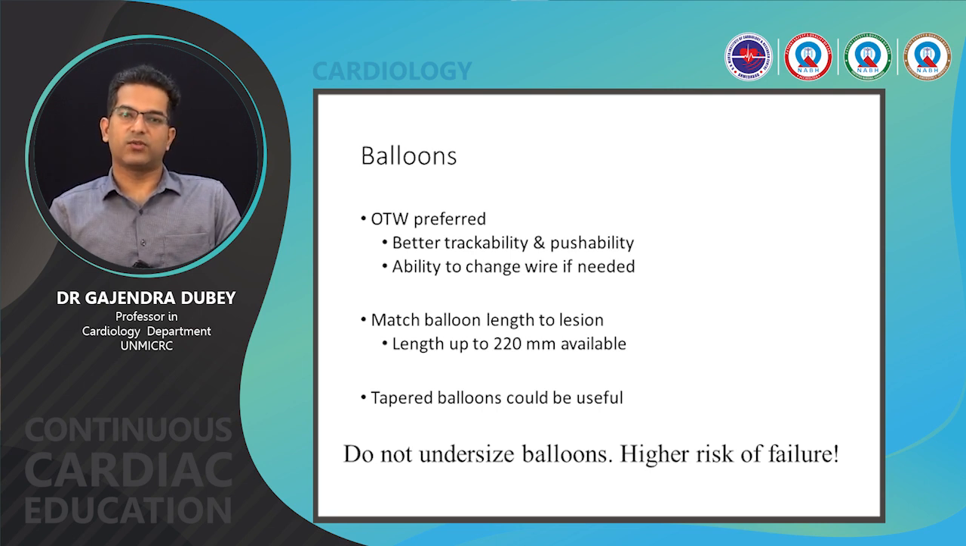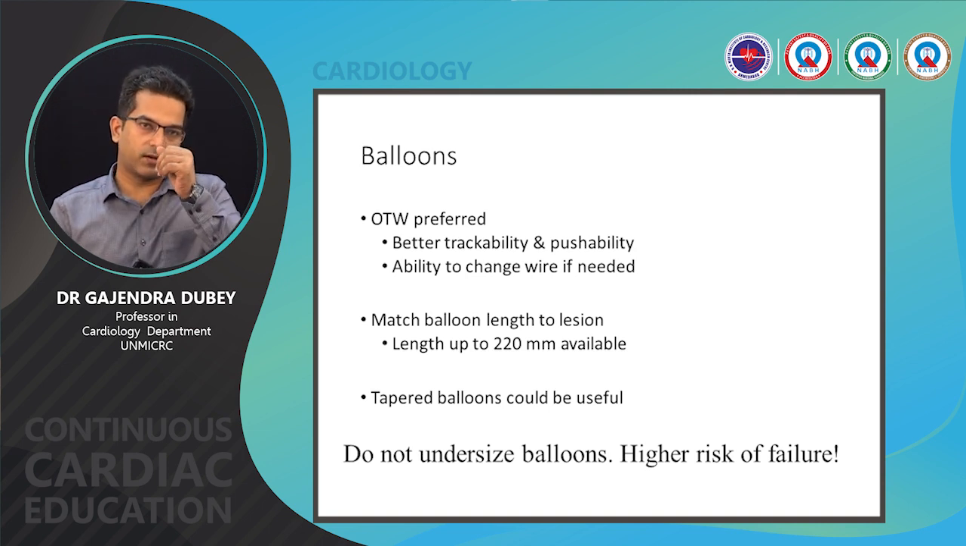So balloon undersizing should be avoided. In case of doubt about the size of vessel, one can use intravascular ultrasound to determine the precise size and use good size balloons so that we get a good result. Small or undersized balloons are associated with higher risk of failure, that is early closure of the vessel, and we should properly size the balloons according to the vessels.